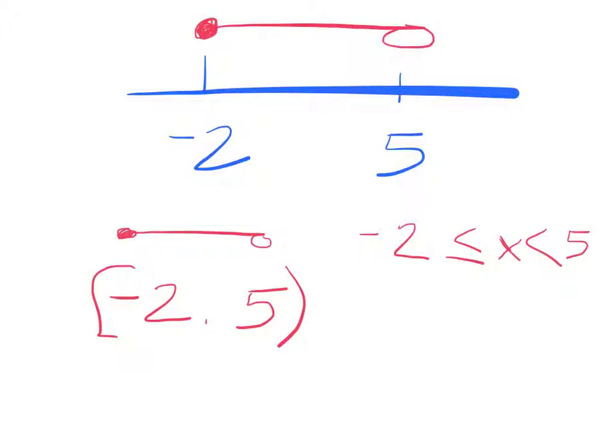The direction has nothing to do with whether we use an open or a closed circle, or whether we use a bracket or parentheses. It has to do with whether that particular endpoint is included or not included in the number line. There's one more thing about a number line that's kind of broken up a little bit.